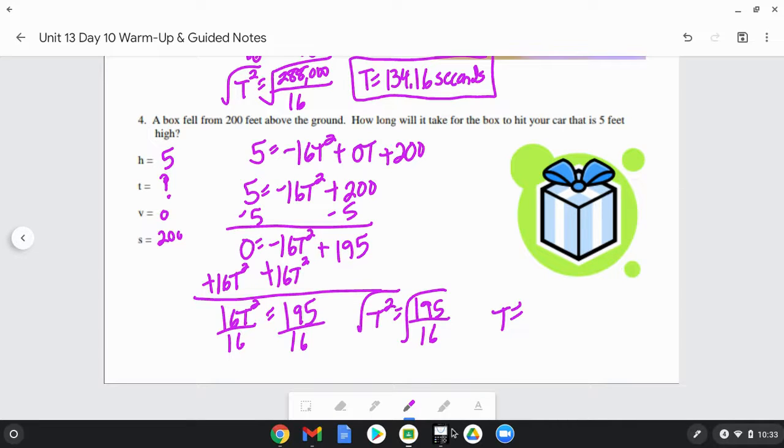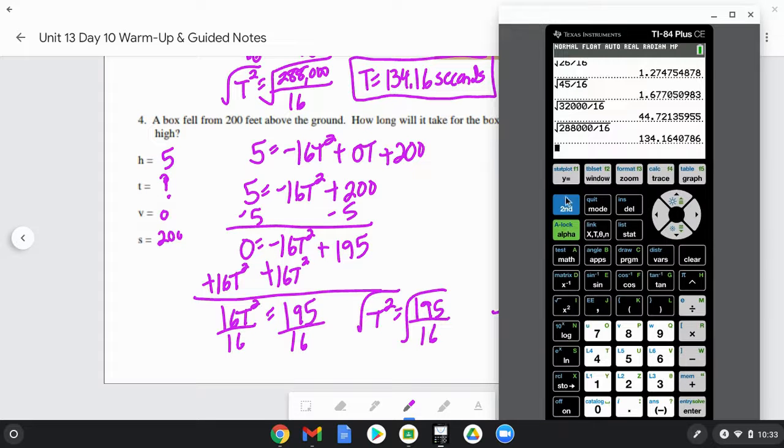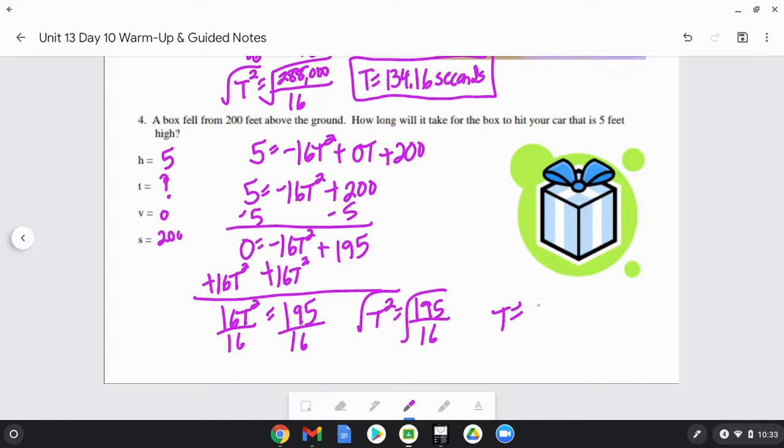And we're going to get some answer out for my number of seconds. So let's see, second, square root, 195 divided by 16. 3.49. So that'd be 3.49 seconds. And that'd be your answer for that one.